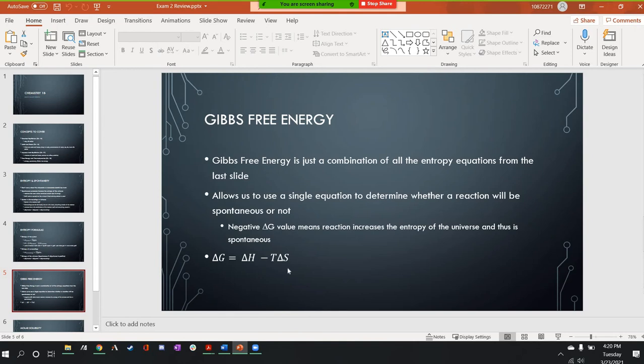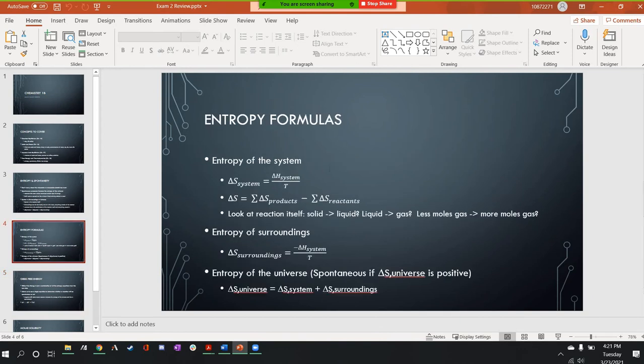And that's a single value that we can calculate to figure out whether any reaction is spontaneous or not. And so if we look at that equation, delta G equals delta H minus T delta S, and I go back a slide, we can see that it's really very similar to these other equations. Like there's a delta H, there's a T, there's a delta S. We see those here in a couple of different forms. Delta S universe equals delta S system plus delta S surroundings, etc.